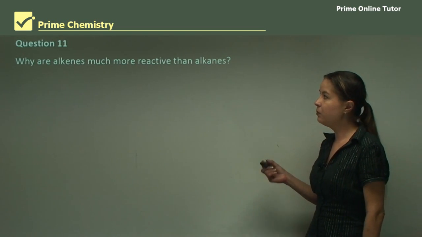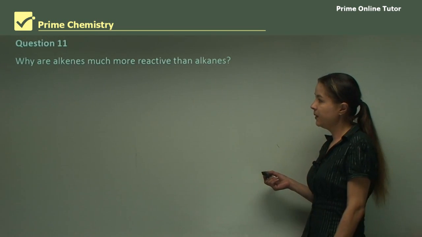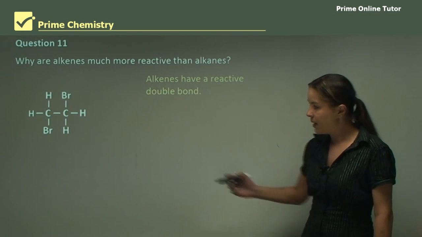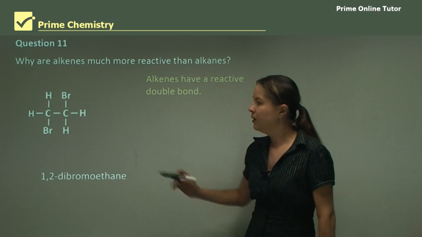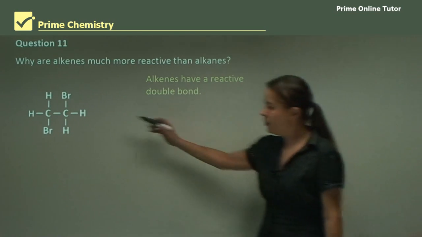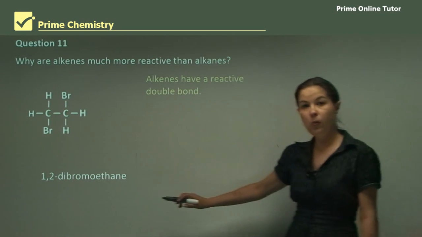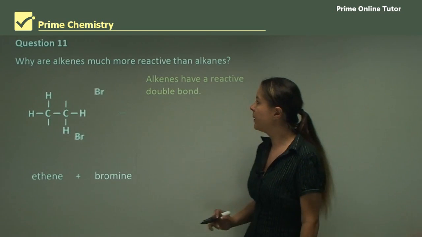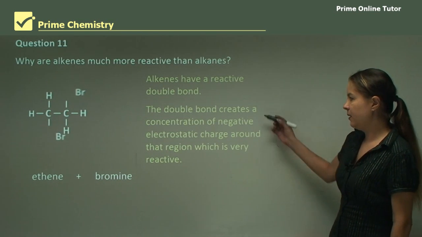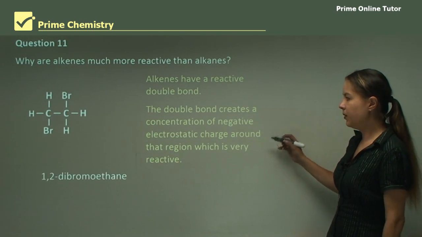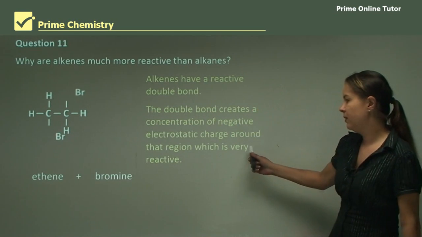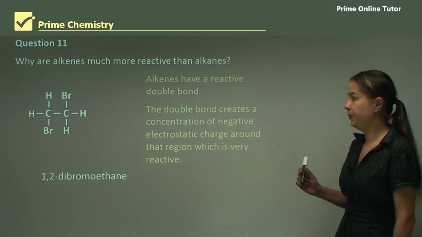Why are alkenes more reactive than alkanes? Now, this is because alkenes have a reactive double bond. As you can see from this addition reaction, we can break that double bond and add other molecules over that bond to produce here, for example, 1,2-dichloroethane. And as I said earlier in the lesson, the double bond creates a concentration of negative electrostatic charge over that double bond, which means it's very reactive.